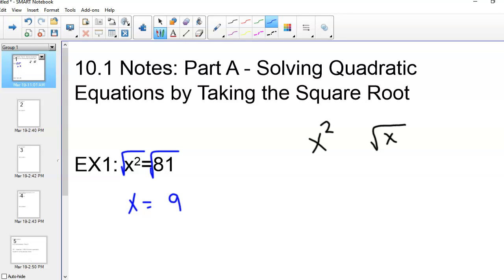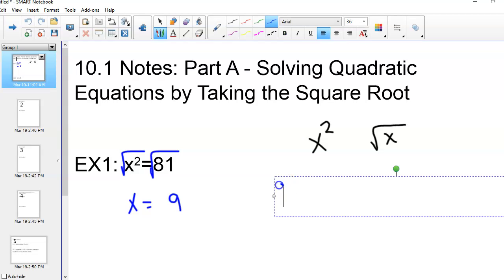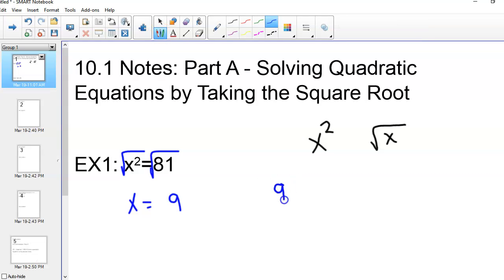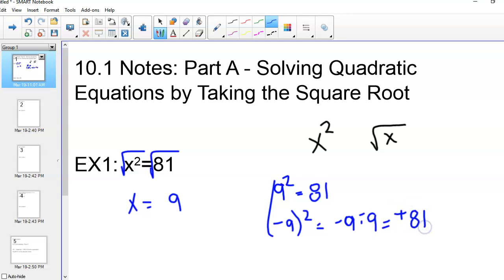However, 9 is not the only answer to this problem. Because if I do 9 squared, that will give me 81. But there is another number that would also give us 81. If I did negative 9 squared, then negative 9 times negative 9 is going to be, negative times negative is positive, 81. So positive 9 is an answer, but negative 9 is an answer as well.